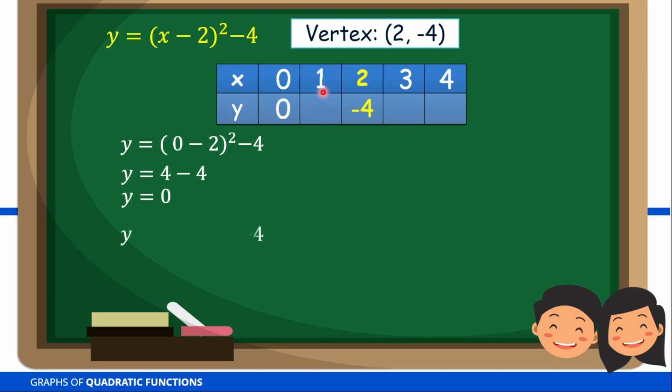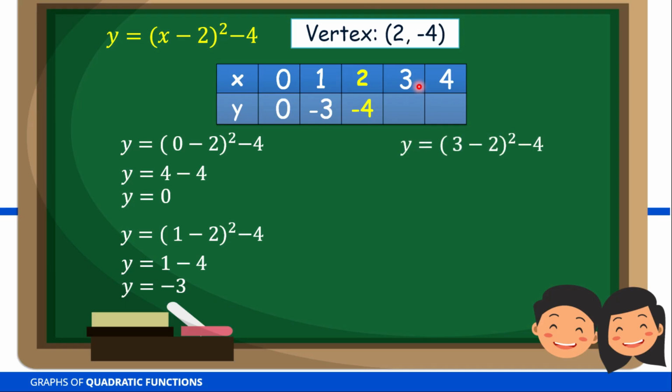Next, we have x is equal to 1. Ipalit natin sa variable, yung x palitan natin ng 1. So we have quantity 1 minus 2 squared minus 4. 1 minus 2, we have a negative 1. And then negative 1 times negative 1, answer is positive 1 minus 4. Kinopya lang natin yung negative 4. 1 minus 4, y is equal to negative 3. So ilagay na natin dito sa ating table of values yung negative 3.